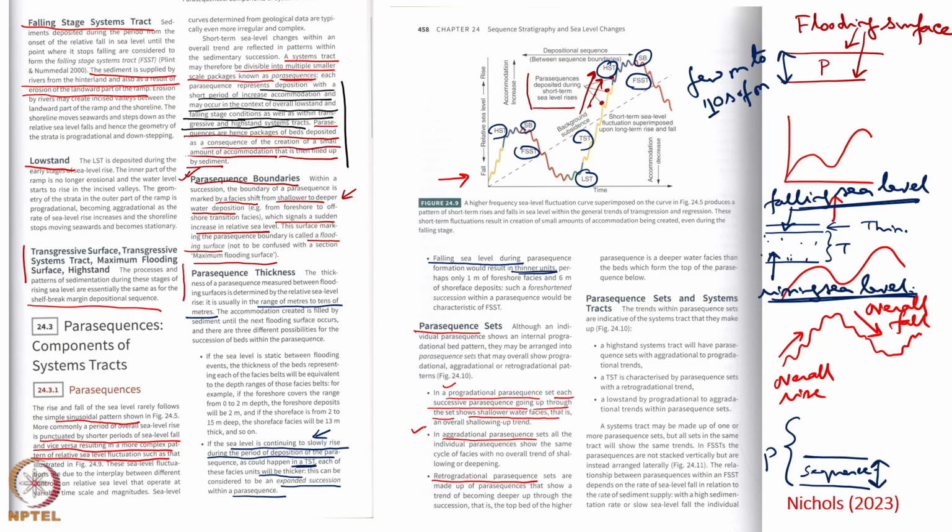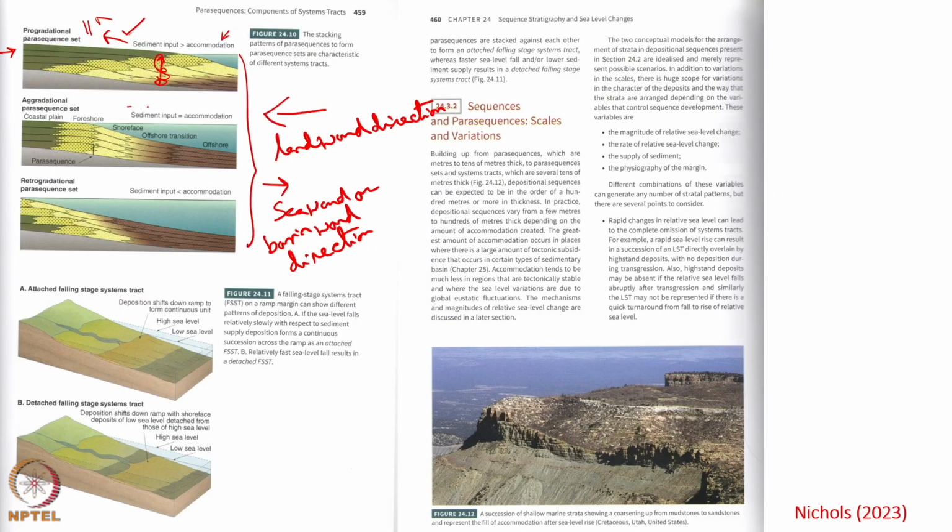What is an aggradational parasequence? Here all the individual parasequences show the same cycles of phases with no overall trend of shallowing or deepening. This is a case when sediment input is equal to accommodation. Therefore, there is a vertical stacking up, and as I go vertically up, similar lithologies are found. In this case, sediment input is equal to sediment accommodation, that helps in developing similar phases vertically upward.